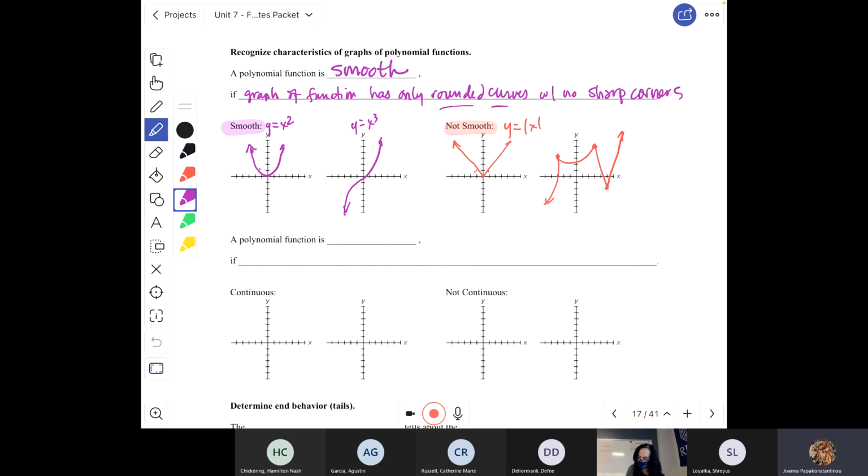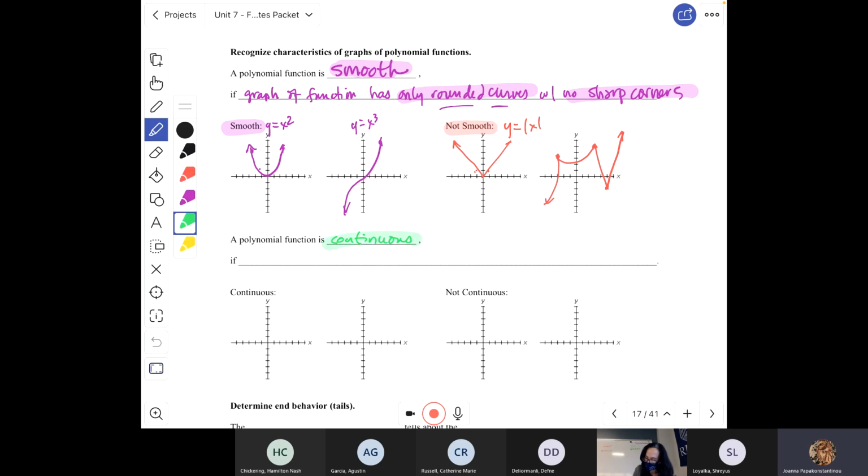These are smooth. Wait, is y equals x smooth? No sharp corners, yeah, it goes on forever. Okay, we call a polynomial function continuous.